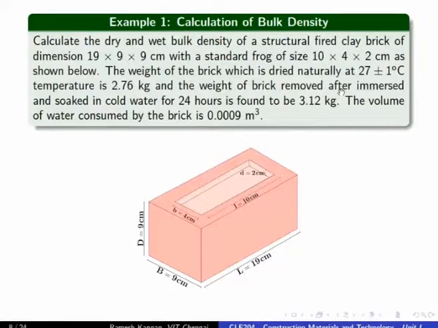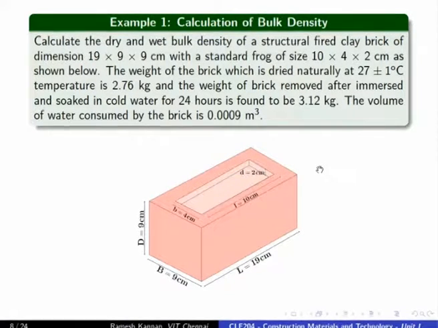And the weight of the brick removed after it is immersed and soaked in cold water for 24 hours is found to be 3.12 kilogram, and this is based on BIS, that's Bureau of Indian Standard testing procedures. The volume of the water consumed by the brick is found to be 0.0009 meter cube. Now it's our time to find out the bulk density of this material in terms of dry bulk density and wet bulk density.